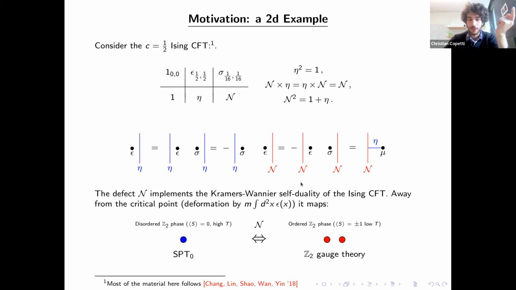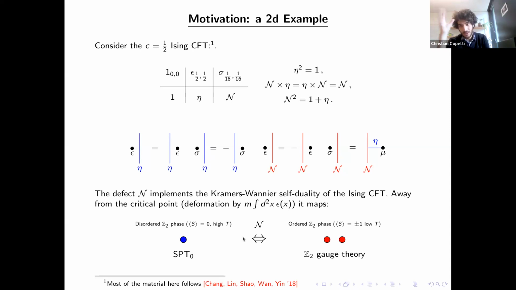There is a high temperature phase, which is the disordered phase, the usual one, in which there is no magnetization, and there is one vacuum. And there is the low temperature phase, which is the ordered one, in which you have an order parameter, and you have two vacua. In both cases, the Z2 symmetry is unbroken because epsilon was neutral.